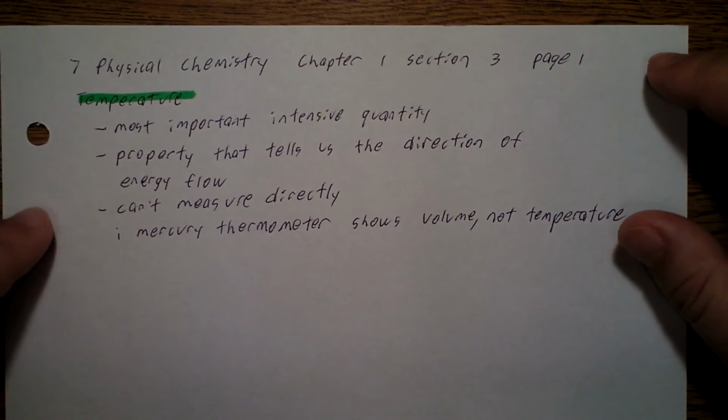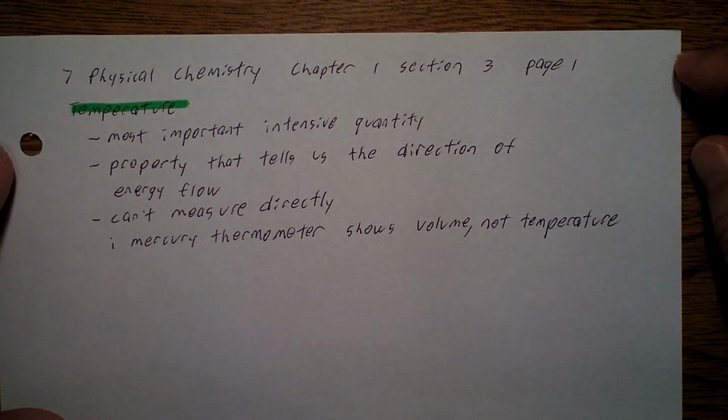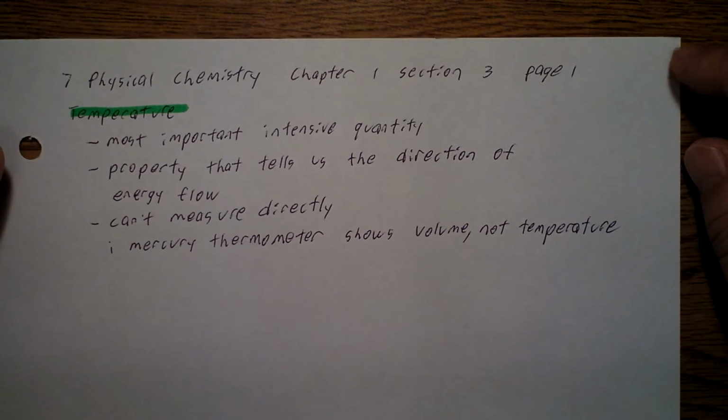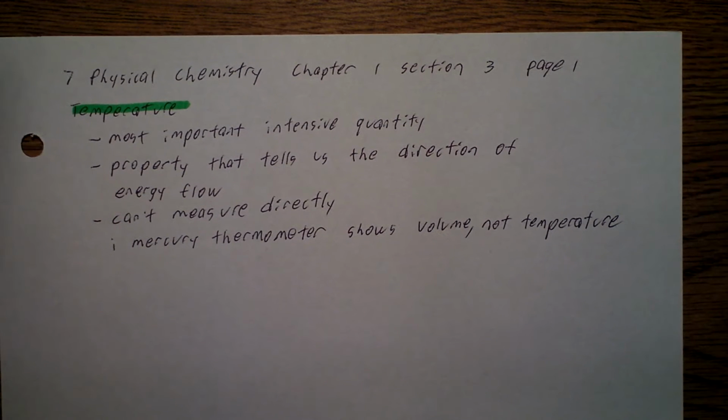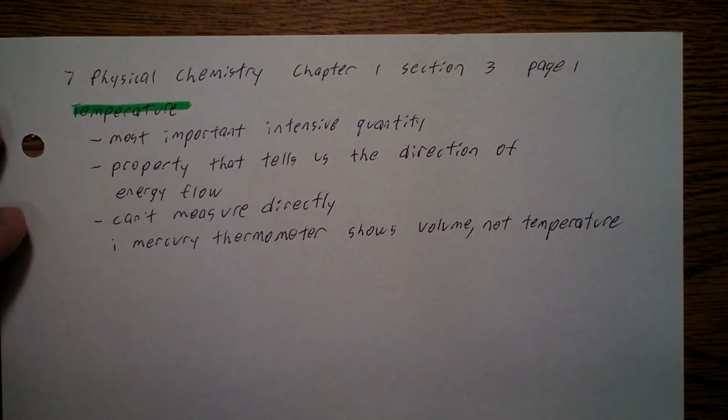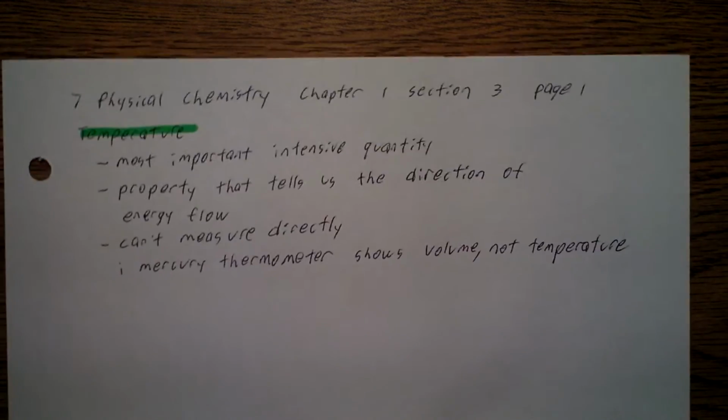Now, some would argue we can't actually measure temperature directly. For example, when you're looking at a mercury thermometer, you're looking at actually the volume of the mercury. The volume of the mercury has changed because the density of mercury has changed based on temperature. So it's really an indirect measurement, but that's sort of a technicality. Okay, that's all for Chapter 1, Section 3.